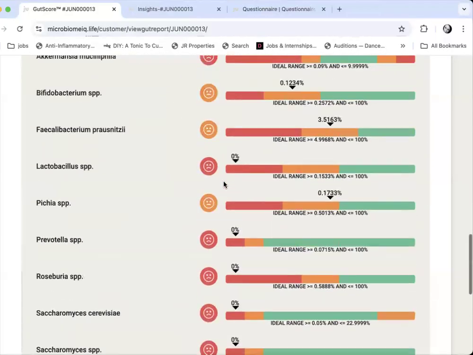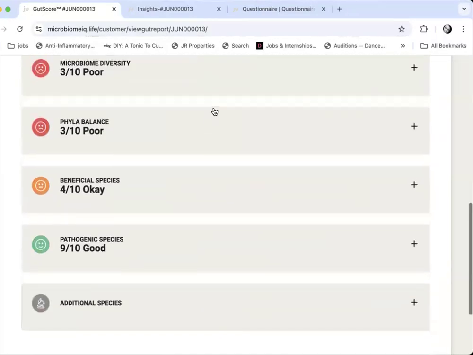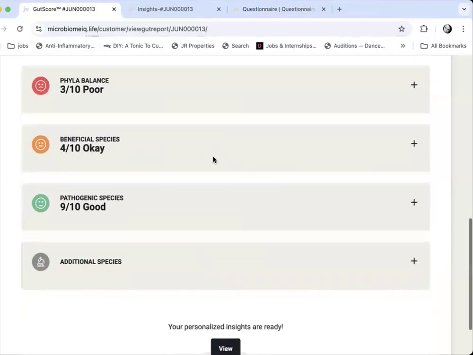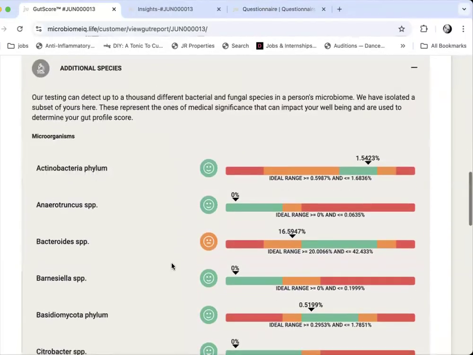Okay, so that's the main parts of our report. The sections that I reviewed are where you're going to get the majority of your clinical, well, all of your clinical pearls from, and that's going to guide your interventions when you're talking to your customers, clients, and patients. But we do have one additional section here, which is labeled additional species.